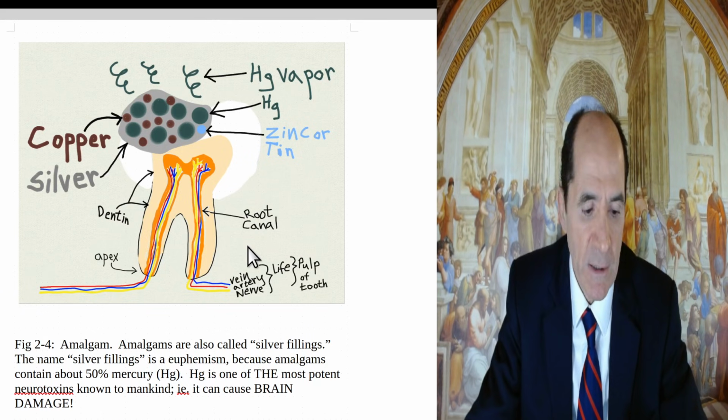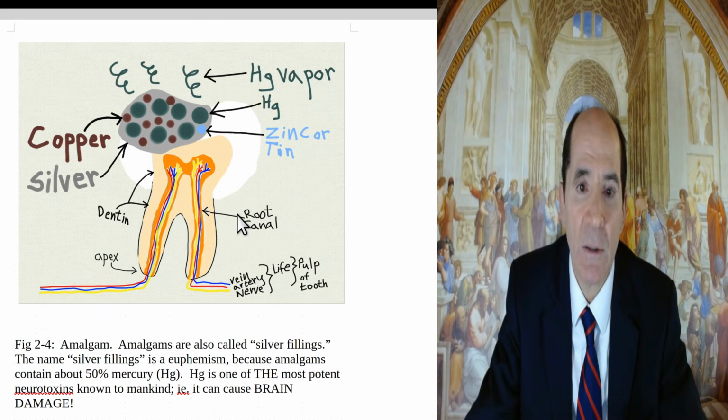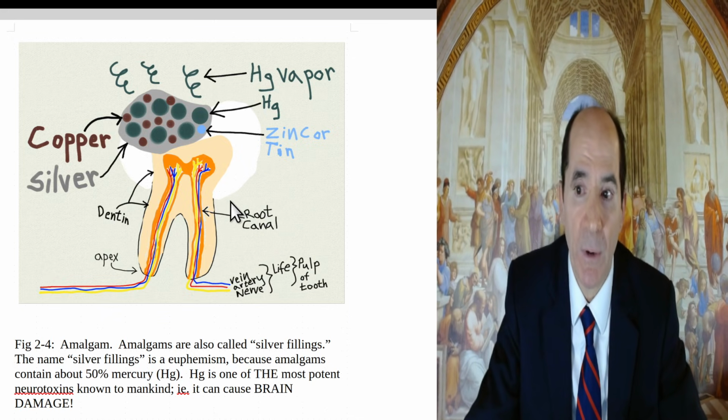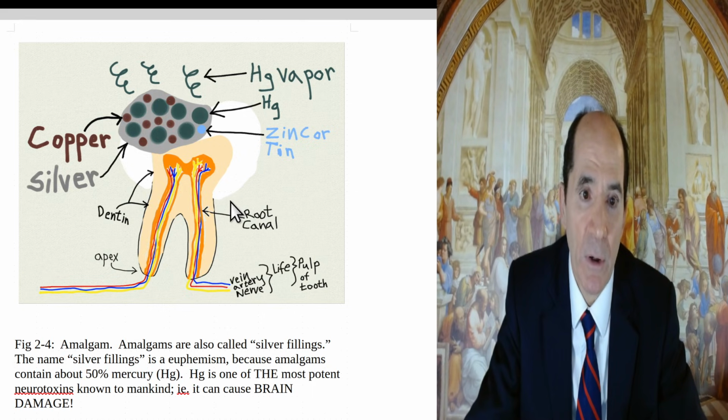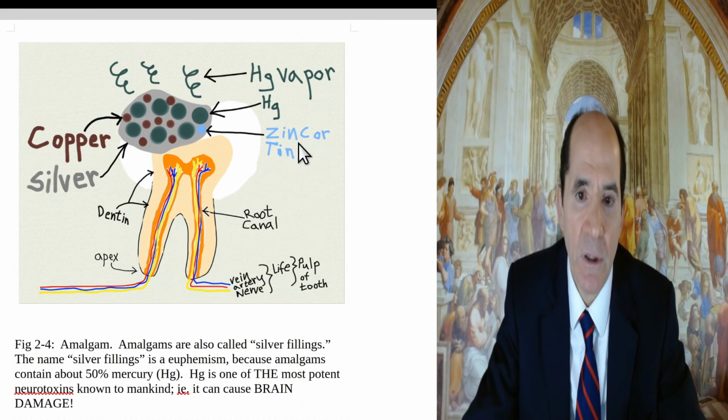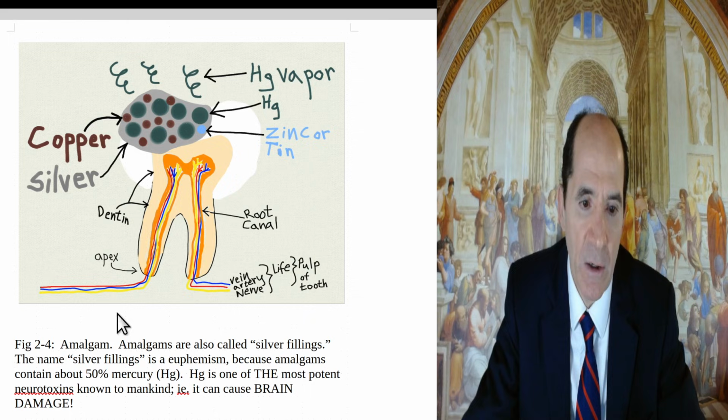Okay, here's what it looks like to place an amalgam. A dental amalgam, they call them silver fillings, but in reality they're 50% mercury. That's a lot of mercury, 50% mercury. And it's really like an amalgam or an alloy. There's a little bit of zinc or tin in there. There's a little bit of silver in there.